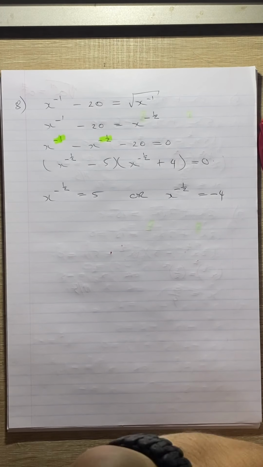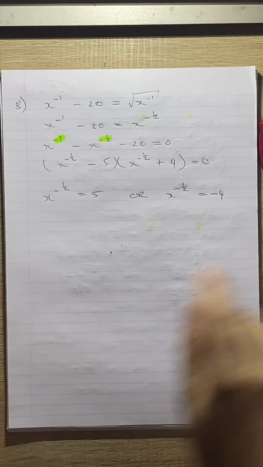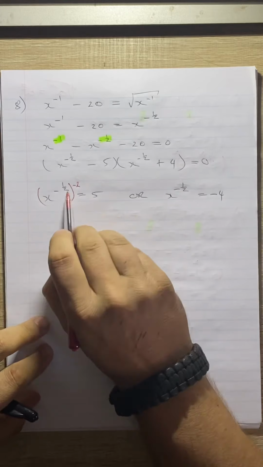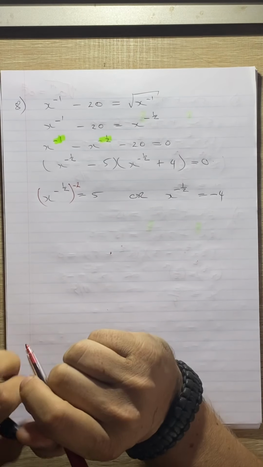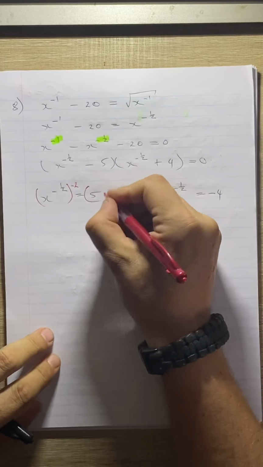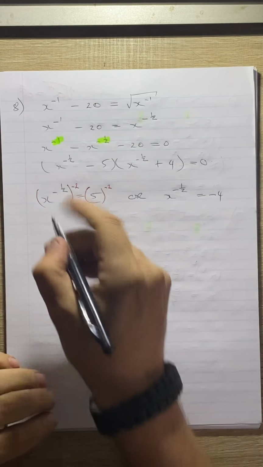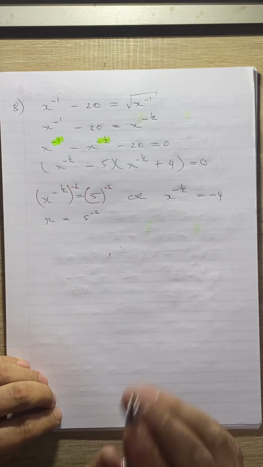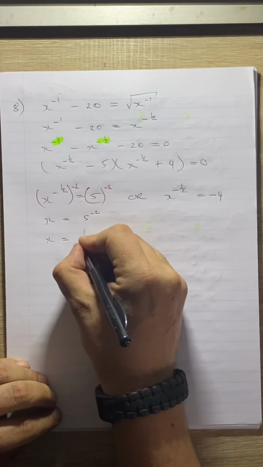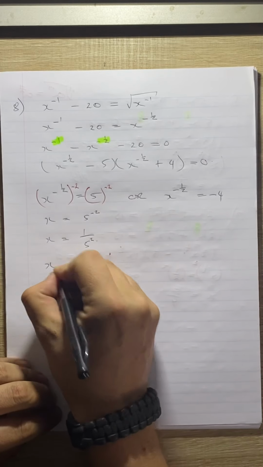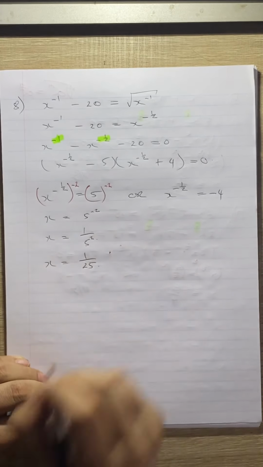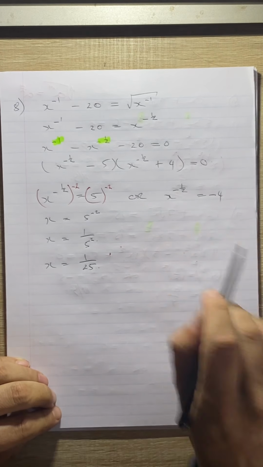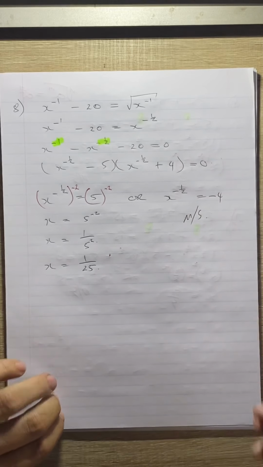Okay, so what I need to do now, guys, is I need to raise this to the power of minus 2. Okay, remember we want to try and get rid of this, and that's why I raise it to the power of minus 2. What I do to this side, I must do to that side. So here we get x is equal to 5 to the minus 2. Remember, we don't write negative exponents, so that's x is equal to 1 over 5 squared. So x is equal to 1 over 25. This one here, no solution, because we have an even denominator is equal to a negative.